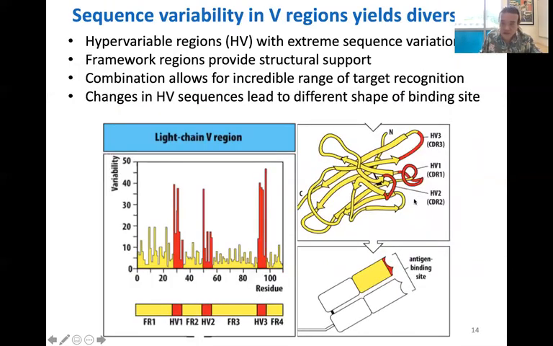So if we were just to look at these loops here, here again is that variable domain of the light chain of antibody arm, right? In red, they've highlighted those three loops that represent the regions of highest amino acid diversity. If you were to take this and unwind it and straighten it out, you would get something that looks like this on the left. So this bar on the bottom is you've unwound it.